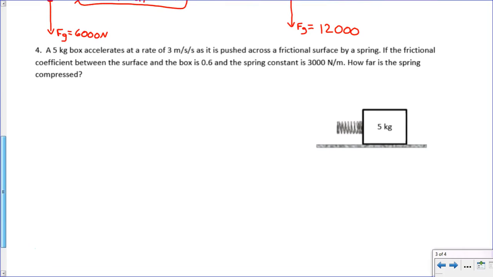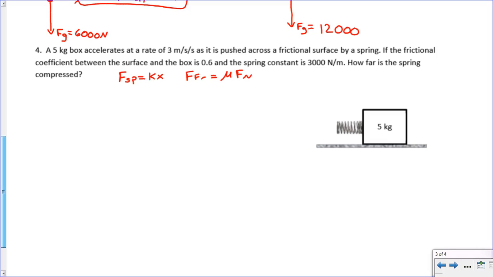Problem number 5. This is a problem that involves some of the force equations. There are 3 of them that you're responsible for: the buoyant force equation, the friction force equation, and the spring force equation. The 2 that come up in this one are the spring force equation, Fsp equals kx, and the friction equation, Ffr equals mu times Fn. We're going to use both of those. The k in the spring equation is the spring constant. The x is the distance that the spring is stretched. The mu in the friction force is called the friction coefficient.